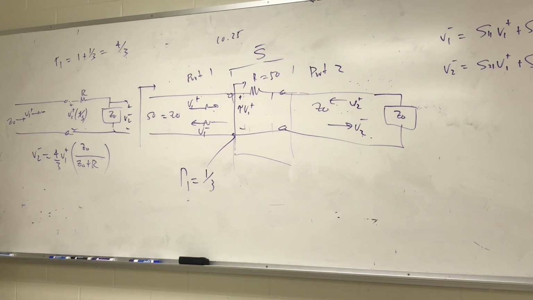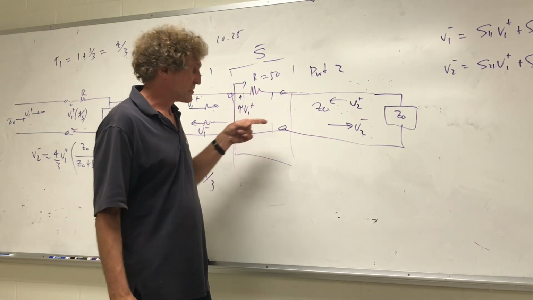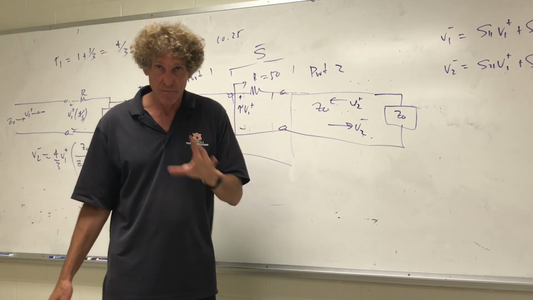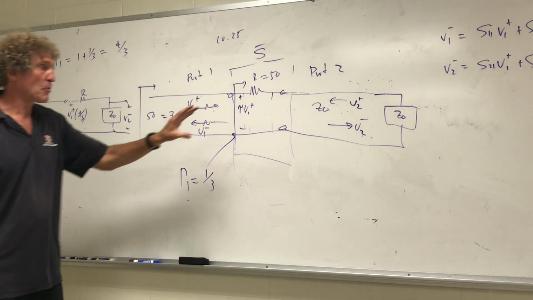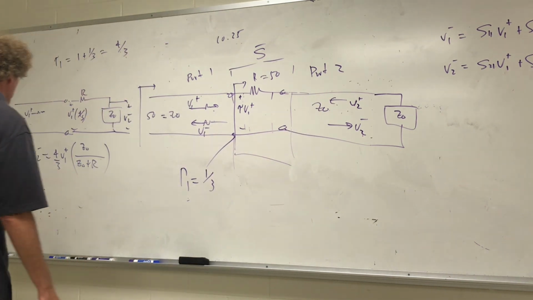You said that was V2 minus? Well, when it flows out, remember, going out of the port is minus, into the port is plus. So V2 minus is going to be the voltage developed across Z0. Y'all see that? Which is the equivalent impedance at this port, looking that way, Z0. Y'all see that?